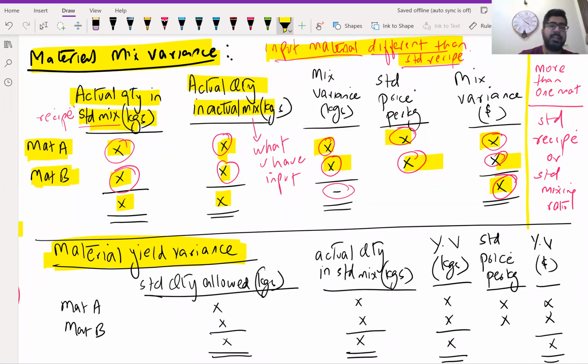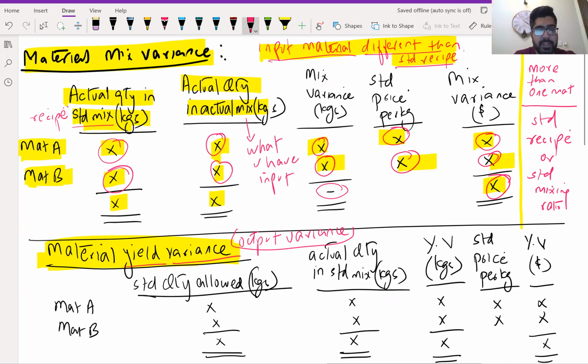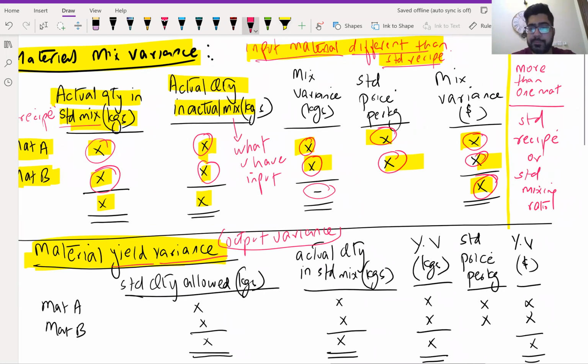Okay. Second variance is called material yield variance. Now, what is material yield variance? Yield is basically output. So yield variance is the output variance.